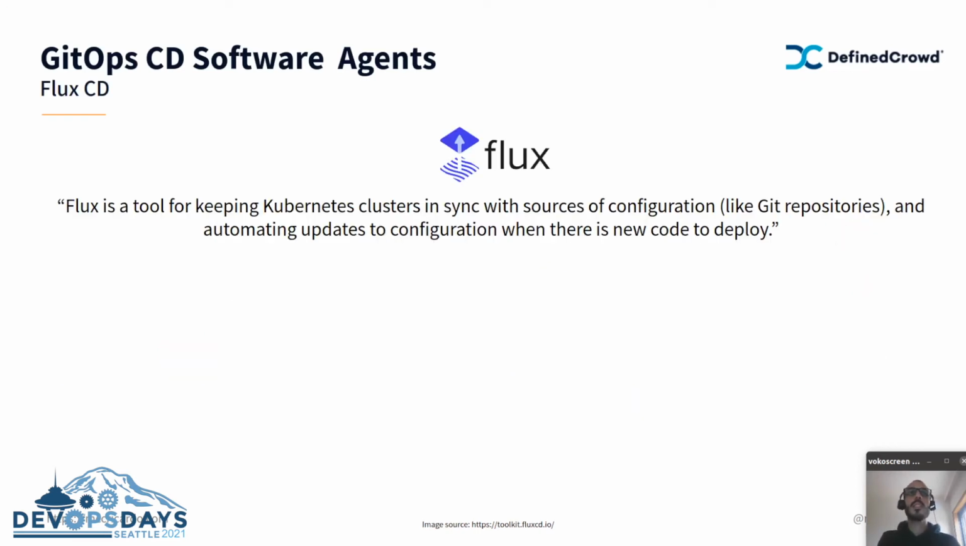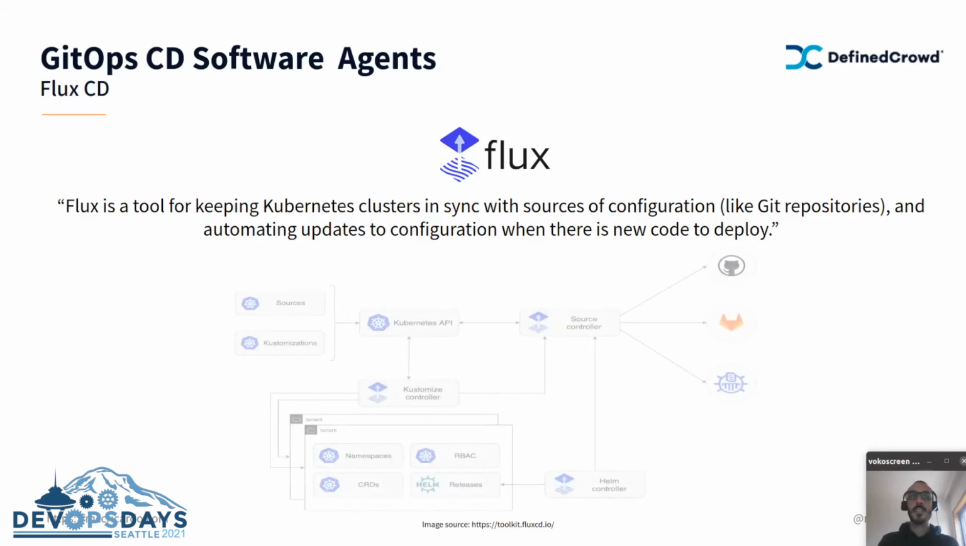So let's start with a popular software agent, which is Flux. Flux was developed by the company that coined the GitOps term, which is called Weaveworks. The idea for Flux is to keep clusters in sync with the configuration in Git repositories. So Flux understands a DSL, and then it will make sure that whatever is running in the cluster matches that definition that is in Git.